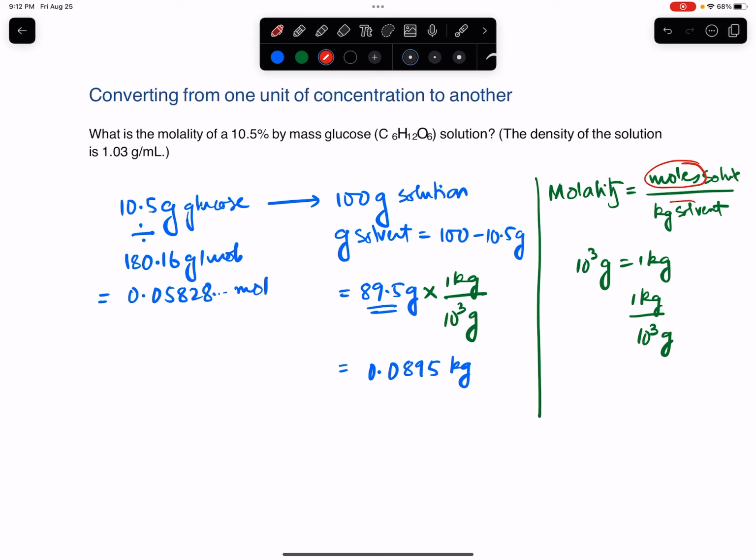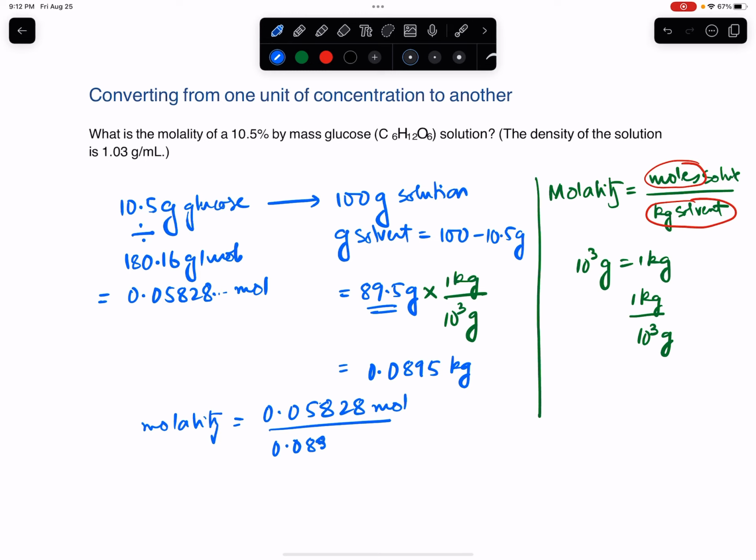All right, so now we have the moles, and we have the kilograms of solvent. The next step is just to divide the two to get the molality. So molality is equal to moles divided by kilograms, which is 0.05828 moles divided by 0.0895 kilograms.